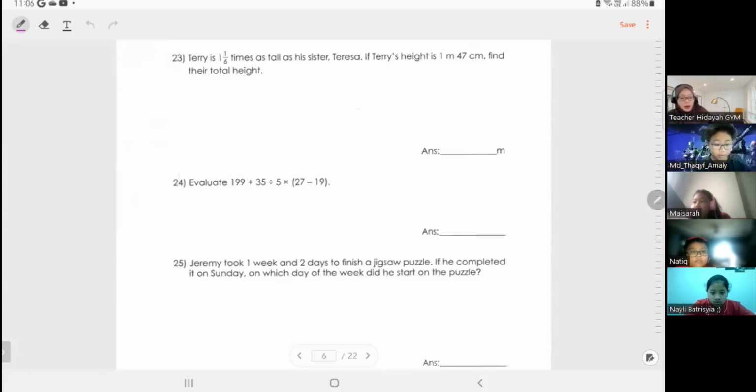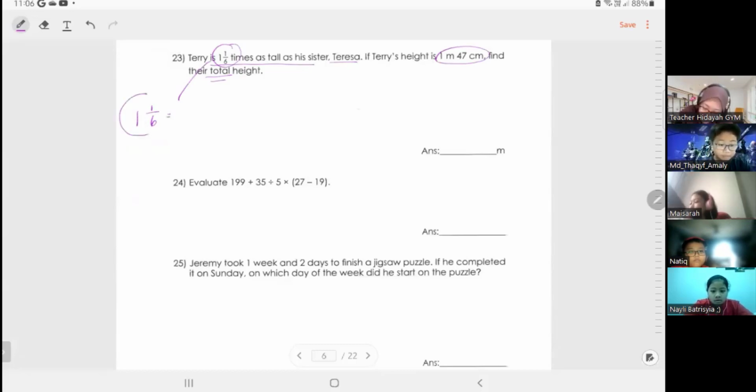Okay, Terry is 1 1/6 times as tall as his sister, Teresa. If Terry's height is this much, find their total height. To solve this kind of question, you have to ensure that the fraction cannot be a mixed number, so this has to be changed first. 1 and 1/6 is changed to an improper fraction.